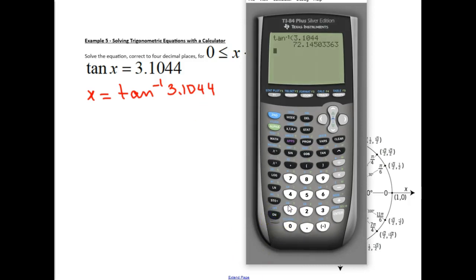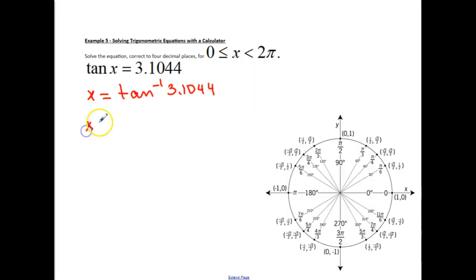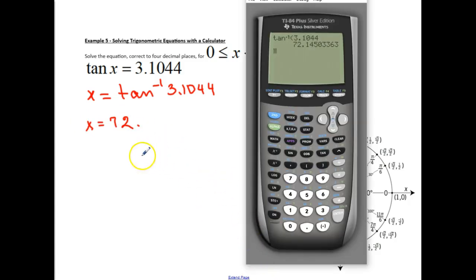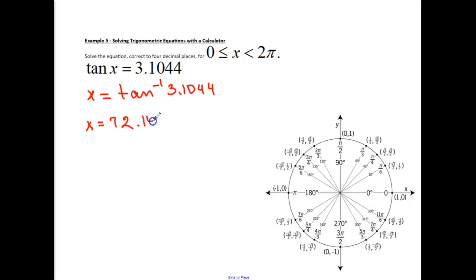On the calculator, you can input tangent inverse of 3.1044, and you would get an answer. My calculator is currently in degree mode, which means that the answer that I got is giving me a solution in degrees. My angle is equal to 72.145. Okay? It is somewhere around here. This angle is somewhere around here.